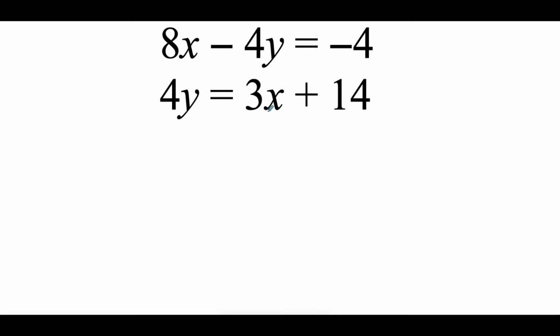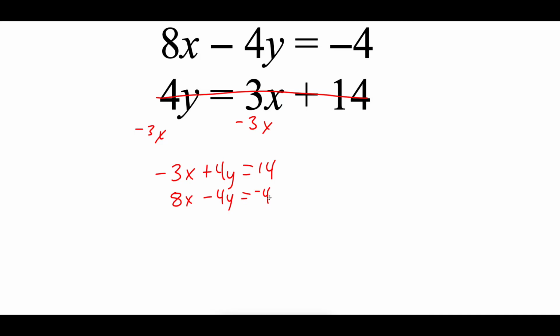So the first thing I want to do is I'm looking at this 3x, which is on the right-hand side of that second equation, and I want to move that over to the left-hand side. So we're going to have to subtract 3x on both sides. So that's going to give me the equation -3x plus 4y equals 14. Now with this top equation, I'm not changing anything there. I'm just going to copy it down as it's written. So 8x minus 4y equals -4.